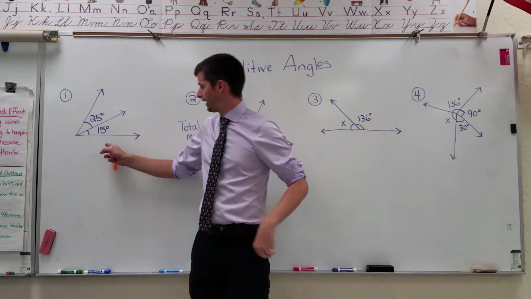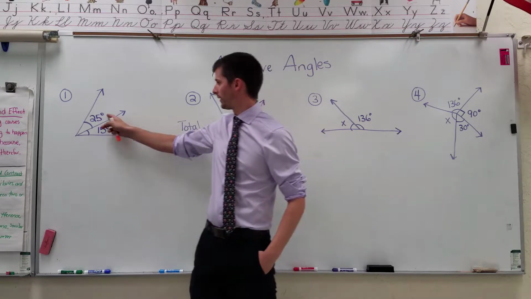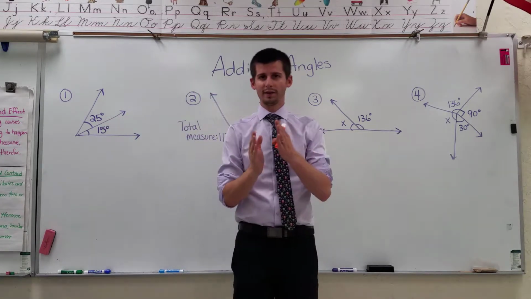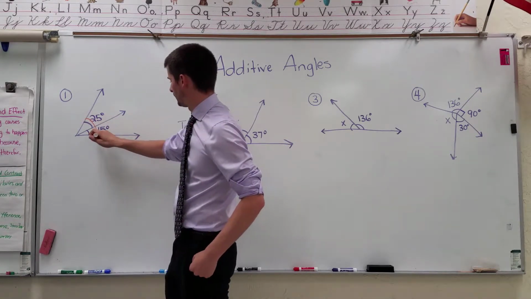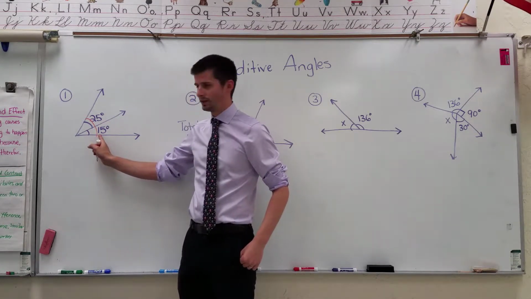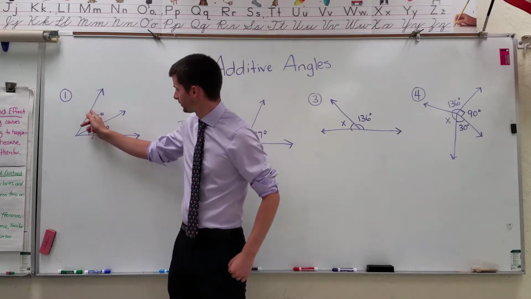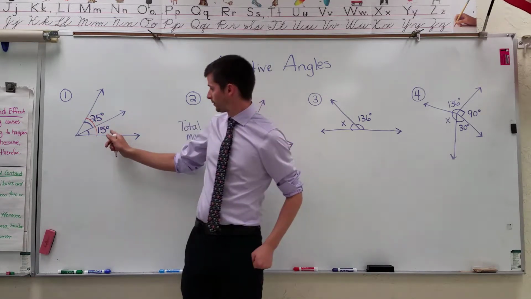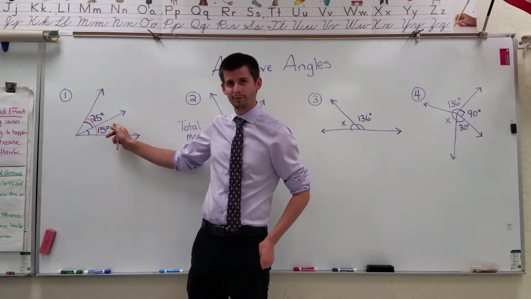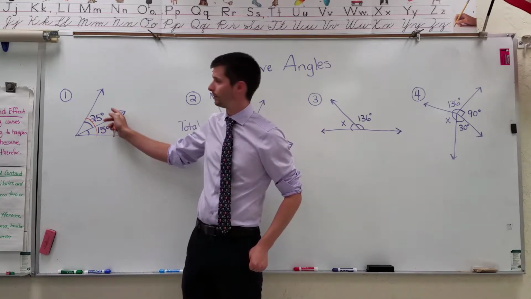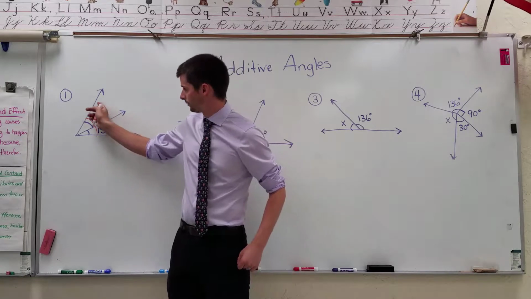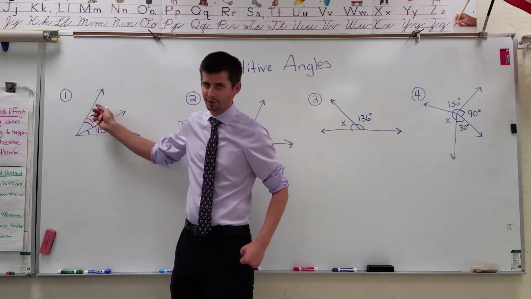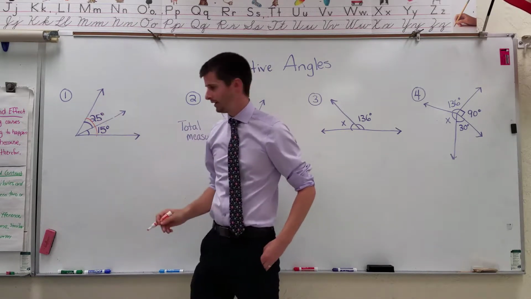So the first one, I have a 15-degree angle and a 25-degree angle, and they're next to each other. I want to know what angle they create when they're together, going from this ray all the way to that second ray. From this ray to this ray would be 15 degrees. From the second one to the third one is 25 degrees. So to figure out the angle from the bottom one to the top one, all you do is add these two angles.